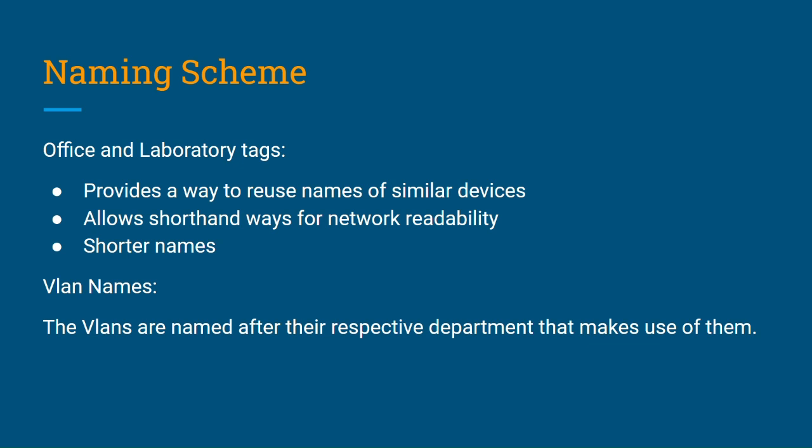So, for the naming scheme, there are a few things that you may have noticed from the topology. For example, there's a little tag on some of the distribution or access switches, and that is an easy way for future switches and other devices to be addressed in a way that is clear and recognizable.